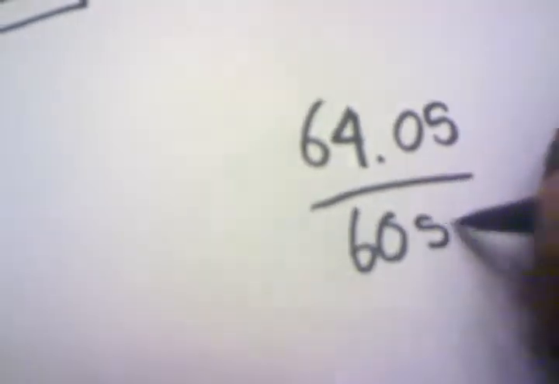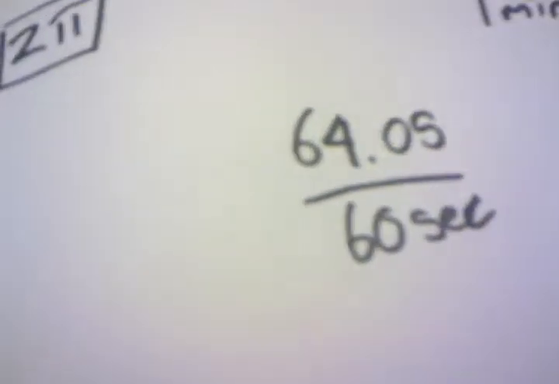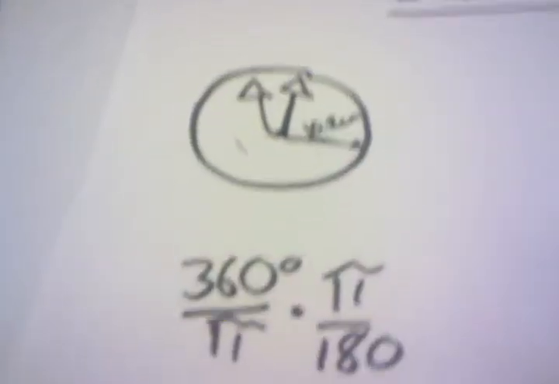So 64.05 over 60 seconds. And then you can just straight up divide it. Then you will come up with 1.07. Yeah. And since we're doing it in centimeters up here, the same thing down here. And since we divided by seconds, that's what we're going to put it out of. So it would take 1.07 centimeters per second. That's how fast the second hand is moving around the clock. So yeah, there's the linear speed.